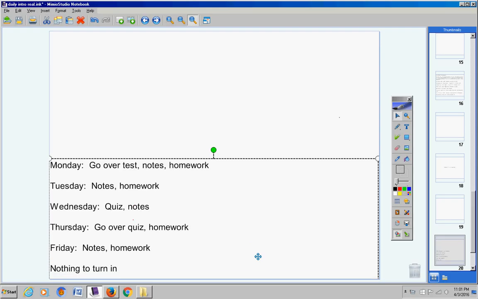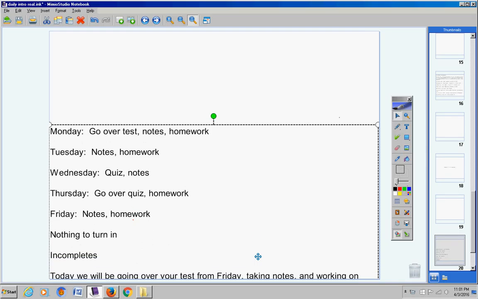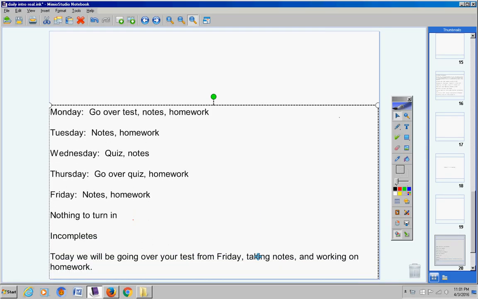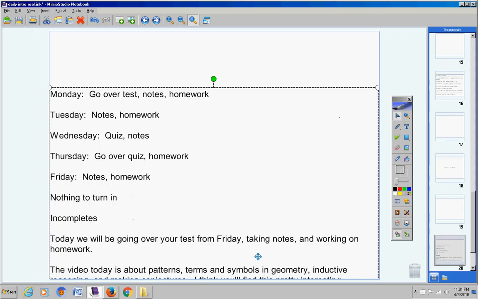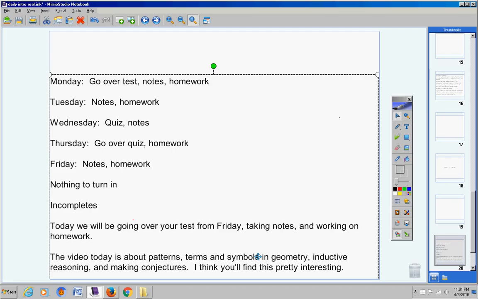Nothing to turn in, so nothing there. Incomplete, you have none. Today we're going to go over your test from Friday. Then we're going to start chapter 2 and take notes and work on your homework. The video today, Hope, is about patterns and also terms and symbols in geometry, inductive reasoning, and making conjectures. I think you'll find this pretty interesting today.